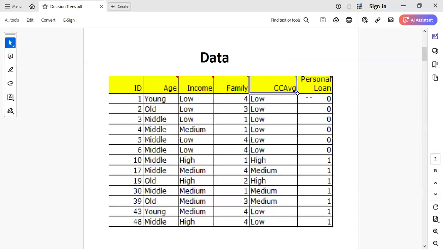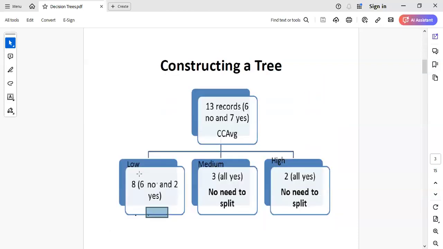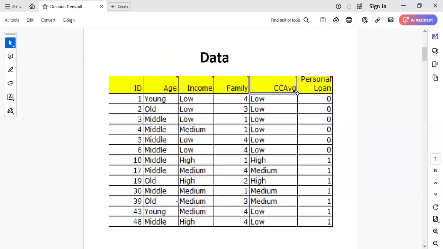Now, how is the CC average column divided? It is divided into 3 categories: low, medium, high. If we look at the low category, we have 8 records. Those 8 records are classified into 6 records of class 0, that is no, and 2 records of class 1, that is yes. So this is how we have written total 8 records, 6 of no, and 2 of yes.